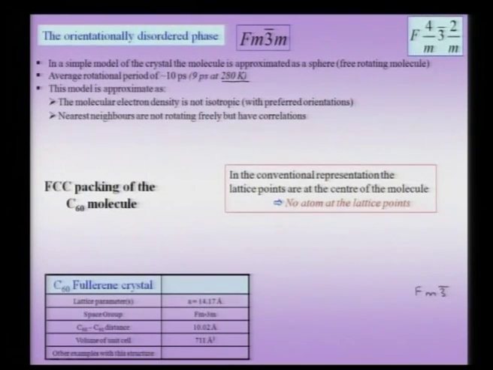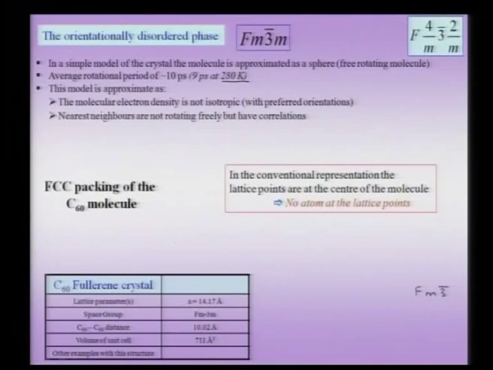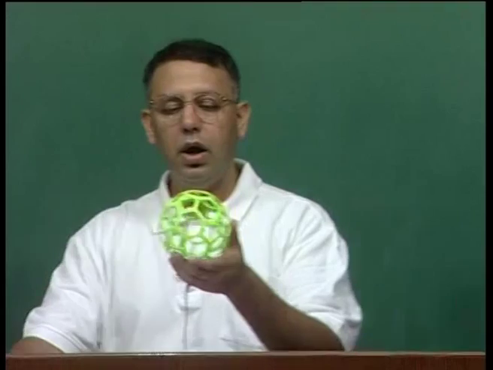Now of course even this complete approximation with a sphere is an approximation. In reality you will note that the molecular electron density is not isotropic. That means there are some preferred orientations to this electron density, and there are additional complications arising because the nearest neighbors are not rotating freely, but have some correlations. So even this model of a freely rotating sphere which is totally uncorrelated with its neighbors is an approximation, but that is a good approximation in most circumstances, and we can assume this crystal to have the symmetry F 4 by m 3 bar 2 by m, which means it is an FCC crystal.